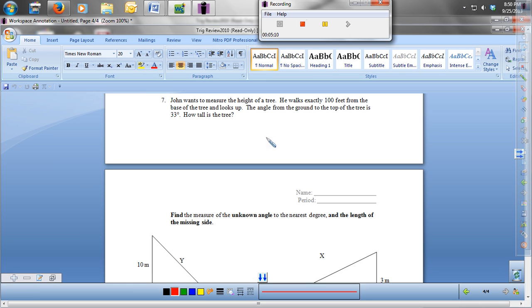Okay, so he wants to measure the height of the tree. We did this with the flagpole, 100 feet out, and he looks up at the top of the tree. It's a Dr. Seuss tree, kind of pitiful looking, and he knows that angle is 33 degrees. We want to know this side right here. So I'm going to say the tangent of 33 degrees is equal to h over 100 feet. So when I multiply the tangent of 33 times 100 feet, I got h to be 65 feet.